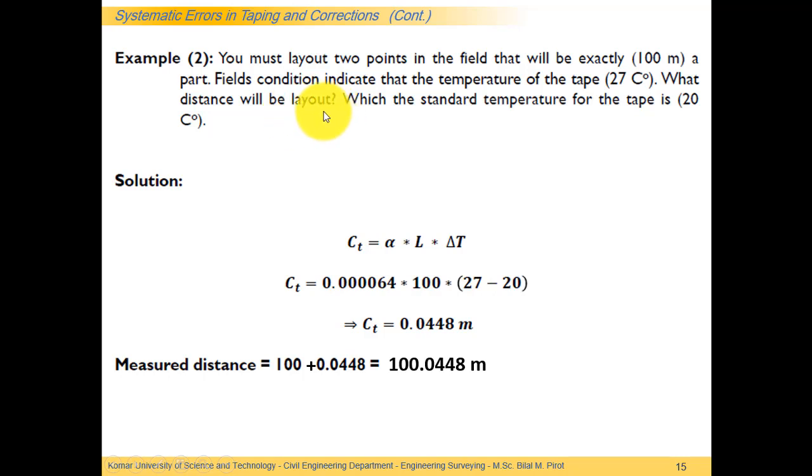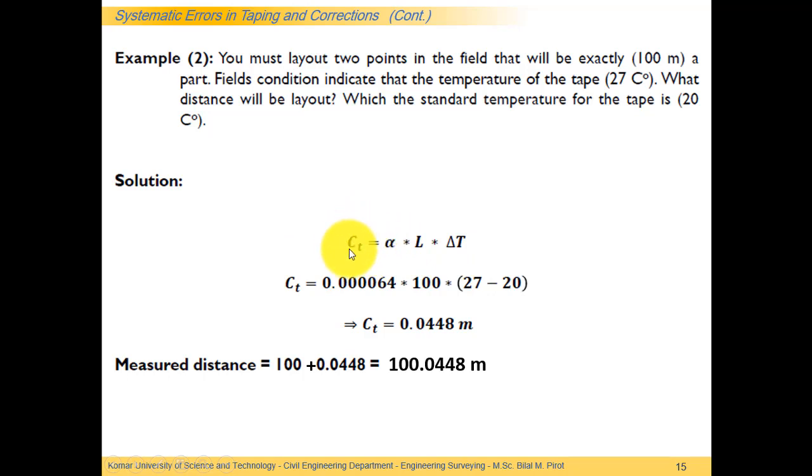So we have to find the error in the measurement, where the standard temperature for the tape is 20. So this means that the temperature should be 20 Celsius. But if not, you have to conduct the corrections.